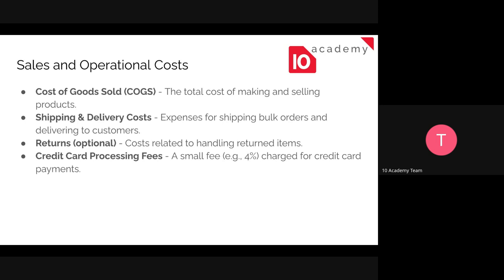And then returns, it's optional. You might not include it often. Returns are costs related to handling returned items. For example, if there are no returned items in one company, they might not have returns. Returns are about the costs that are related to the returned items of a company.